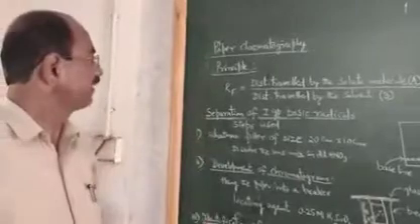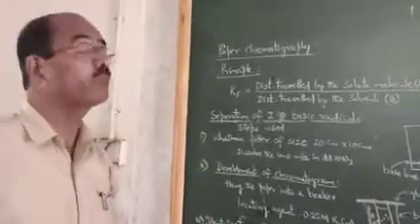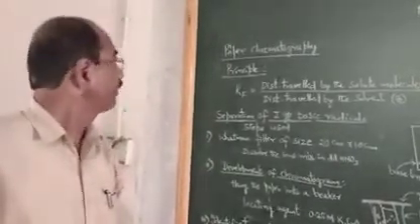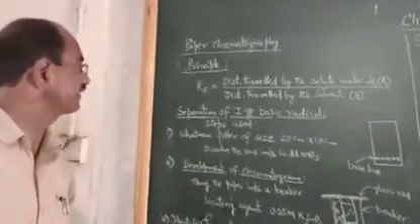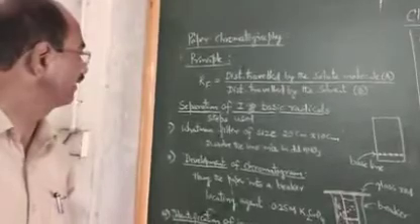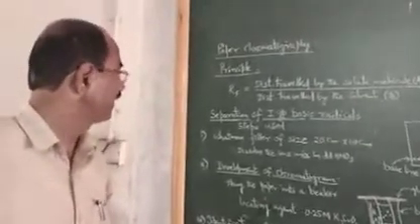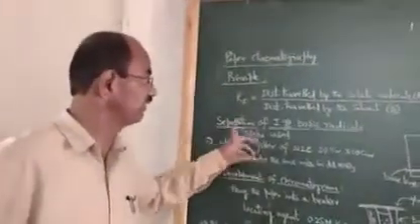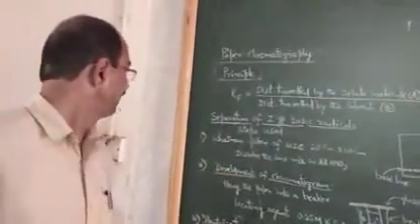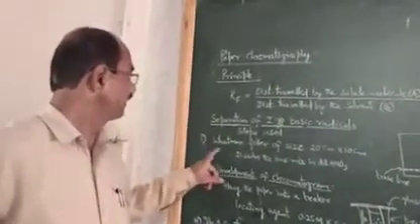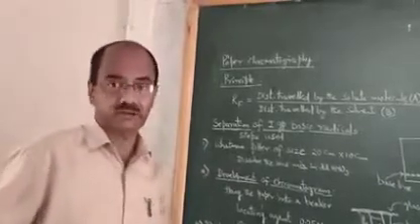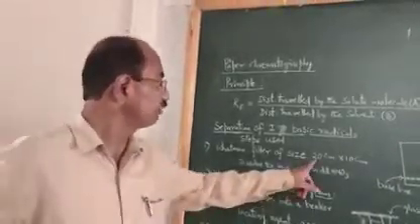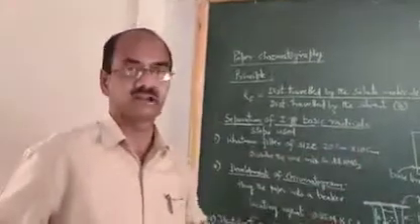Next, the separation of first group basic radicals. With the help of paper chromatography, first group basic radicals can be separated from their mixture. Various steps are used in this technique. The first step, we have to take a Whatman filter paper of size 20 centimeter by 10 centimeter.